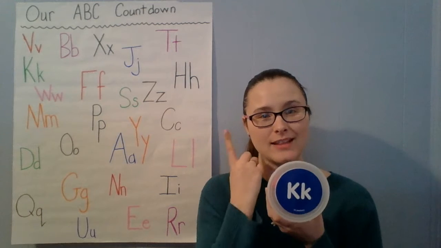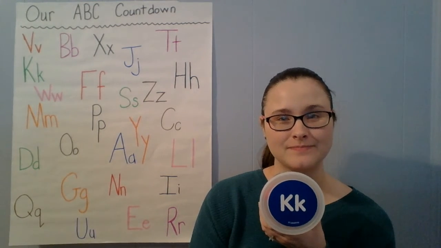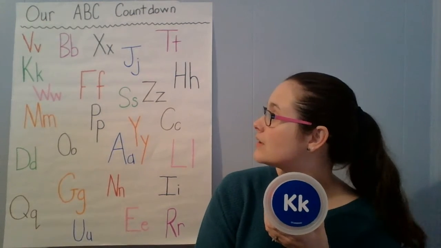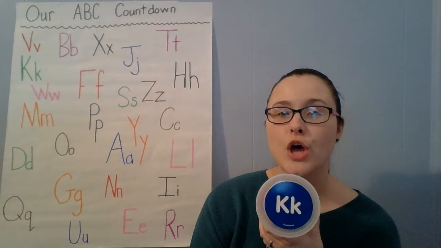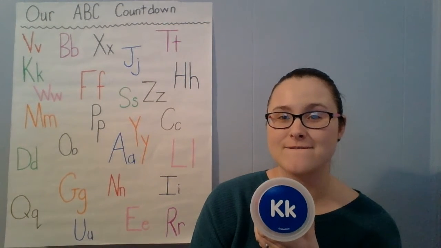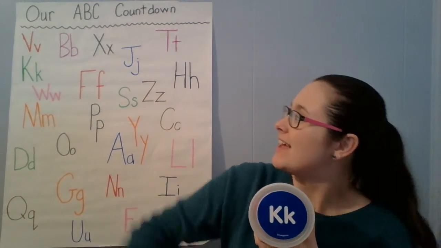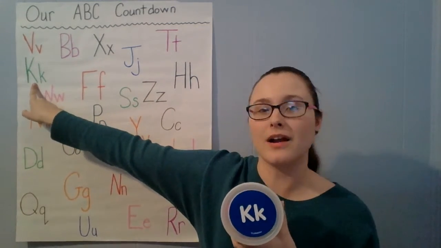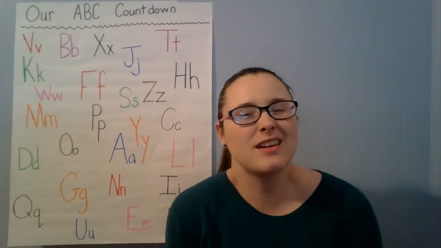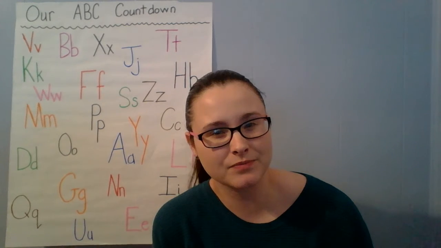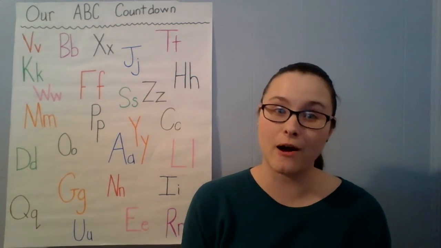Can you find that letter over on our ABC countdown chart? I found it. It is below the letter V. Did you find it? The letter K is right here. And what color is that? Green. Do you know anything else that might be green? Grass, leaves, frogs.